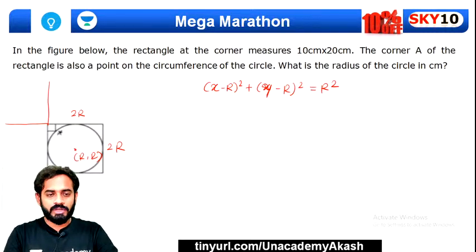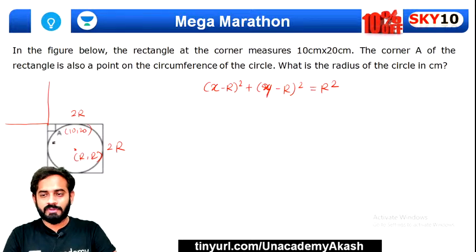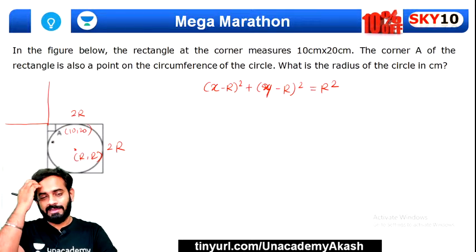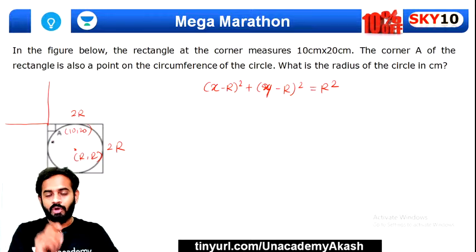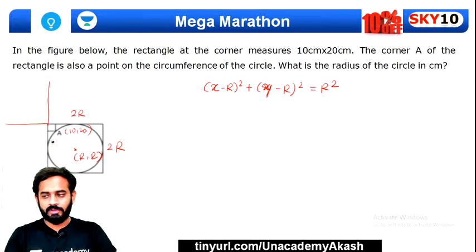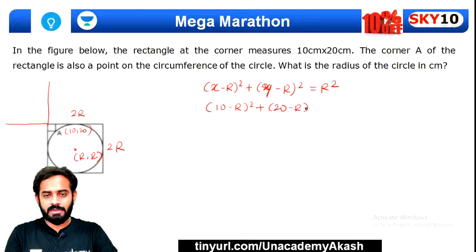Now, the coordinates of point A are 10 and 20. Since this point lies on the circumference of this circle, it clearly means that the coordinates of this point also satisfy the equation of the circle, right? So basically what we can do is, in place of x put 10, in place of y put 20. So 10 minus r whole square plus 20 minus r whole square is equal to r square. Now let's open this up.